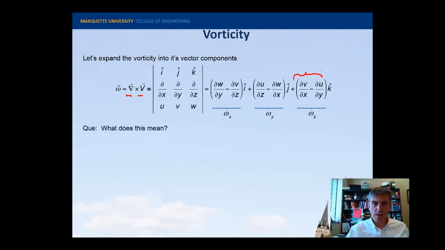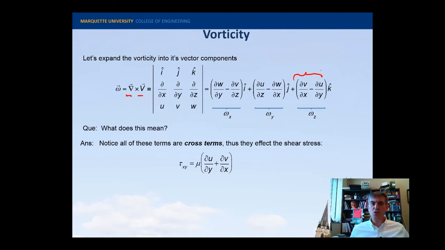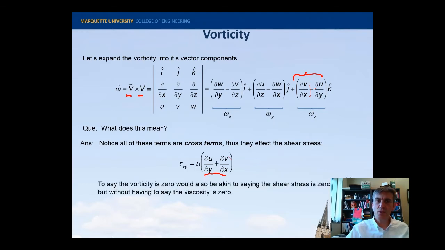So what does this mean? When you look at this vorticity written out in its ijk form, you notice that they're all cross terms, right? These are all terms like partial v partial x, partial u partial y. So essentially these are associated with the same cross terms that appear in our shear stress. So the terms that define the shear stress are the same terms that define the vorticity. And so what that means is that if the vorticity is 0, the shear stress would also be 0.